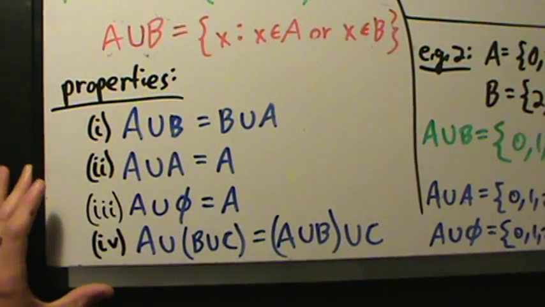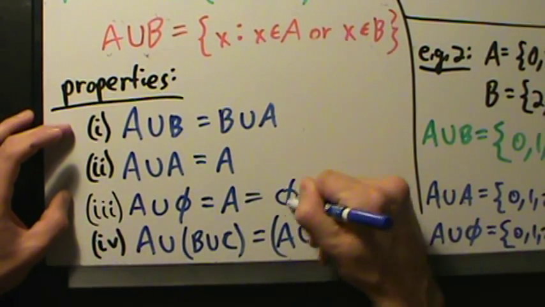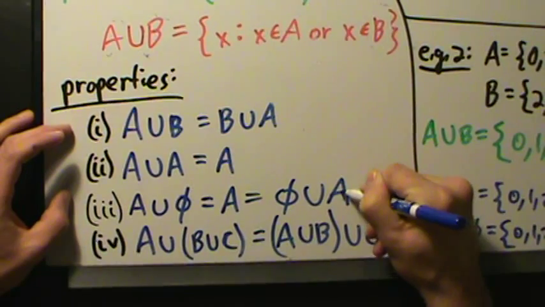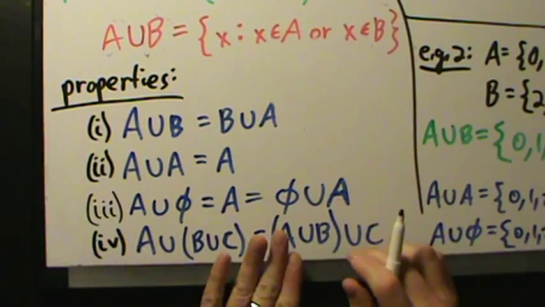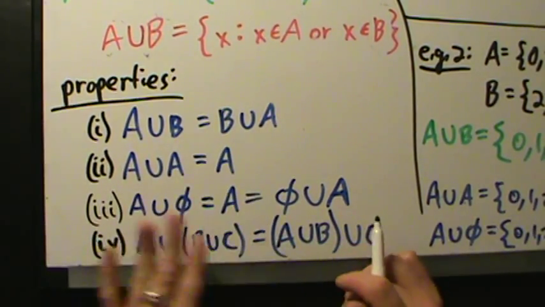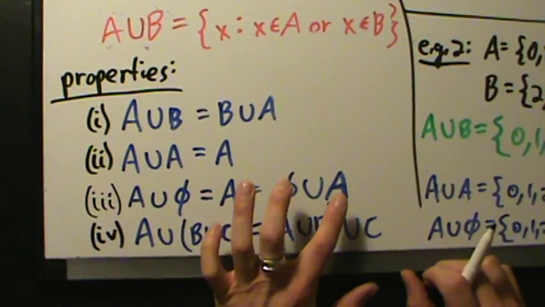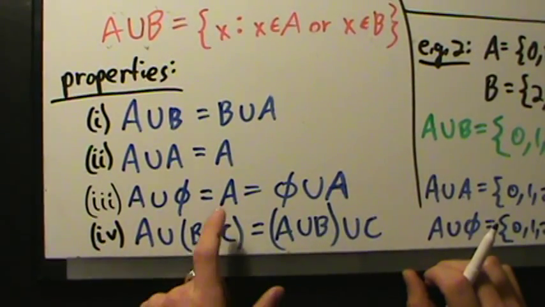And actually, property 1 and property 3 together tell us that this is also the same thing as empty set union A, right? Because remember, it doesn't matter what order you take a union in, could be A union B, B union A, whatever, you get the same thing. Okay, so A union empty set is the same thing as empty set union A, and either way you just get back A, okay?